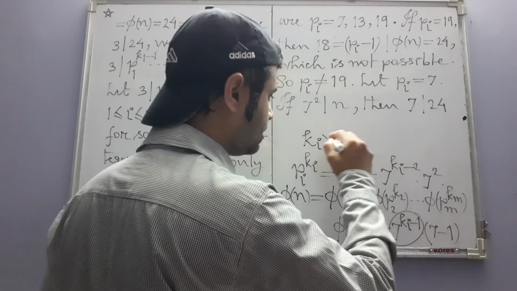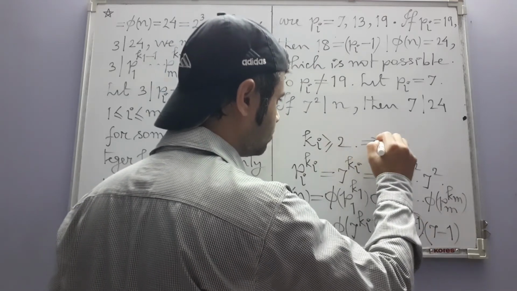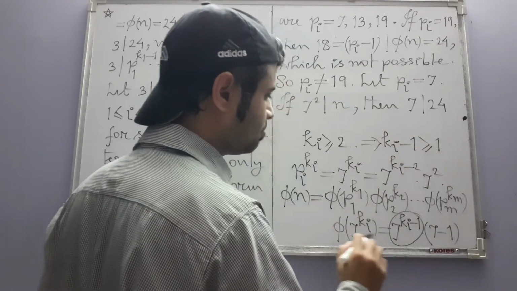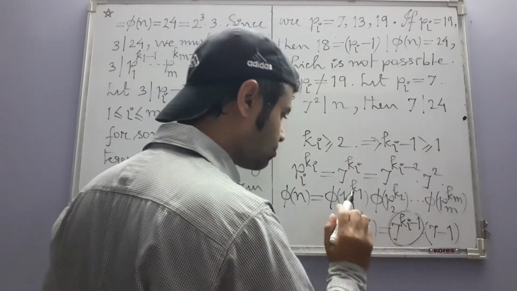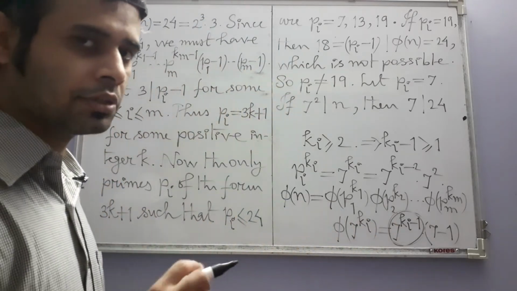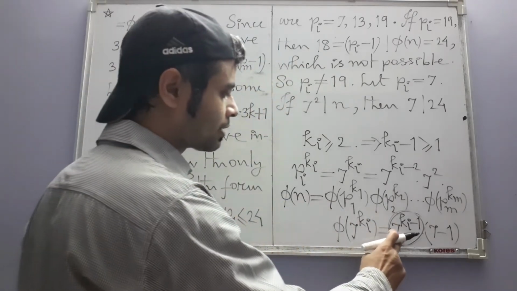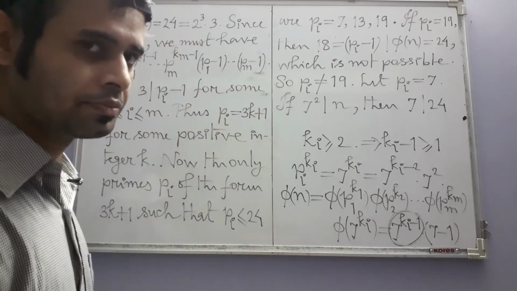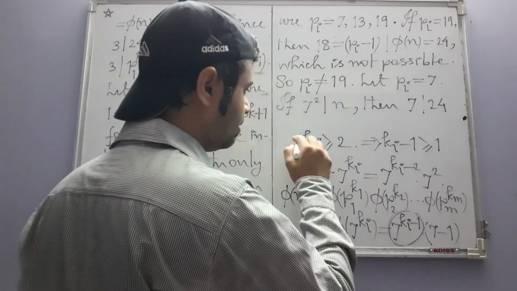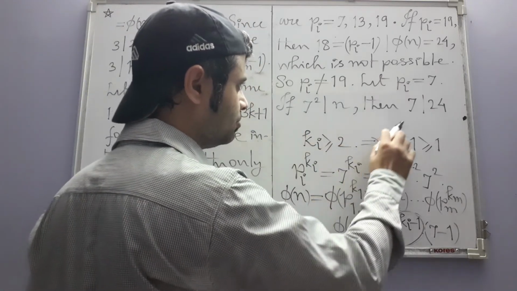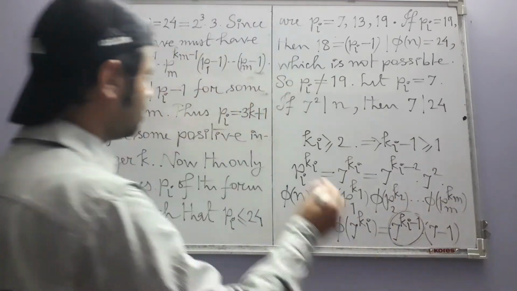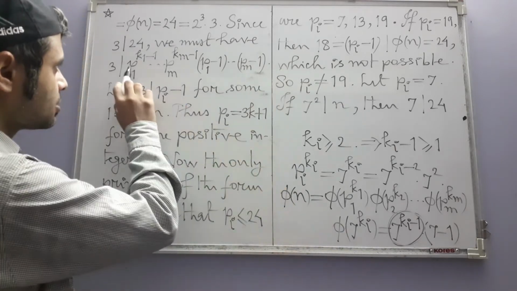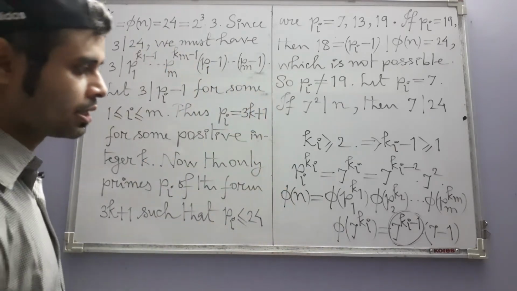Now because ki is greater than or equal to 2, ki minus 1 is greater than or equal to 1. That means in this power actually there is a 7, at least one 7. There may be more 7s. This may actually turn out to be 7 square also if ki is in fact 3. But the point here is that if ki is greater than or equal to 2, then this being a part of this product should divide 24. Why? Because this thing in fact is equal to 24, the entire thing.